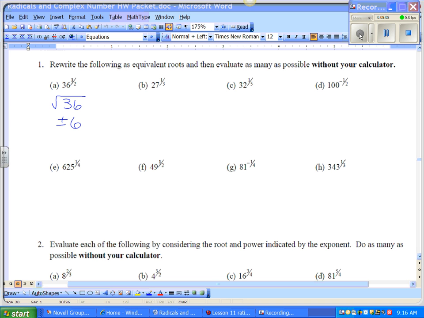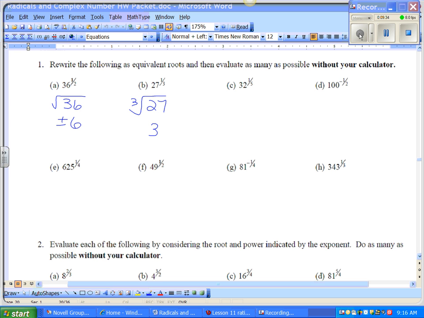How am I going to rewrite B? Which is? Great. Nope, odd index. It only stays positive, whatever it is underneath the radical. Okay, why don't you skip to D? We're skipping it. I want to make it harder.